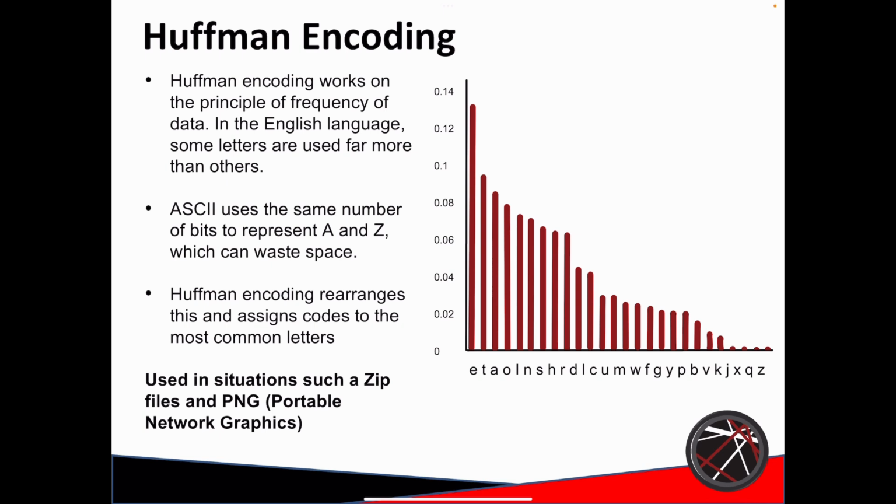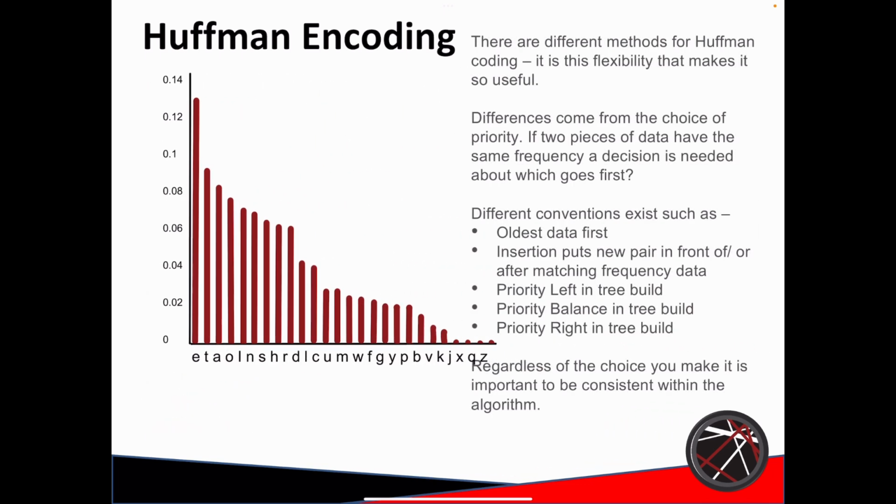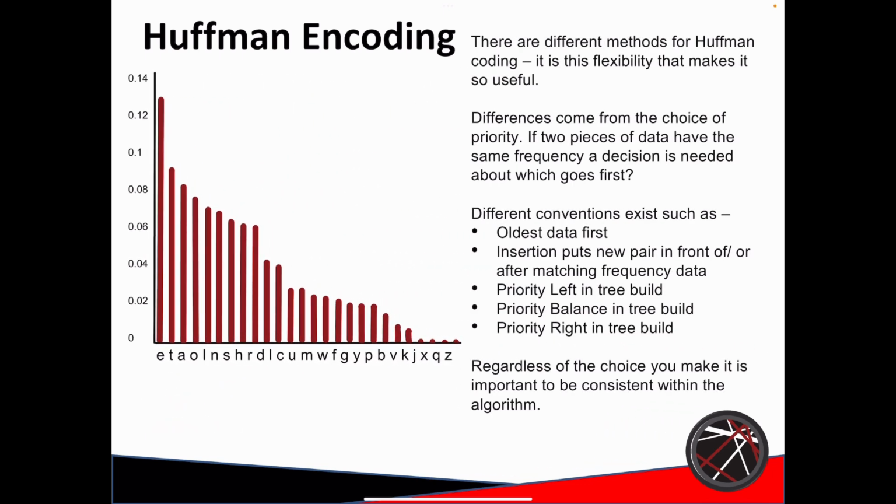And therefore, because it's more frequent to happen, it should give you then a saving in turn. I'll show you an example of this in a moment. There are many different methods for Huffman encoding, and in many ways the flexibility of this is what makes it so useful, because you can apply it to your different scenarios.